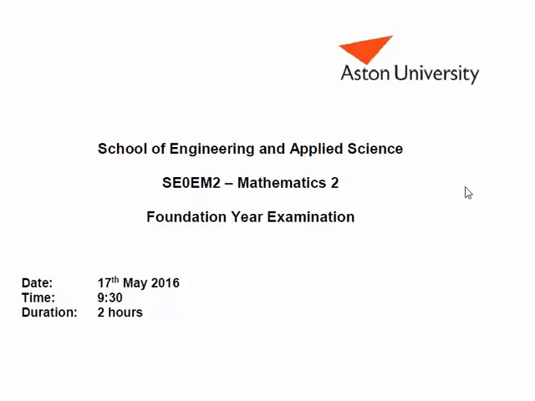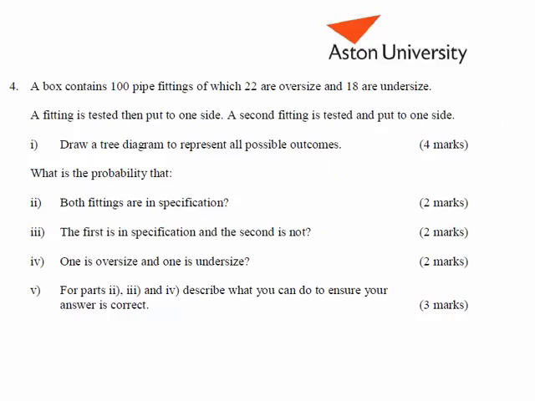Mathematics 2, May 2016 exam paper. Question 4. A box contains 100 pipe fittings, of which 22 are oversize and 18 are undersize. A fitting is tested, then put to one side. A second fitting is tested and then put to one side. Draw a tree diagram to represent all the possible outcomes.